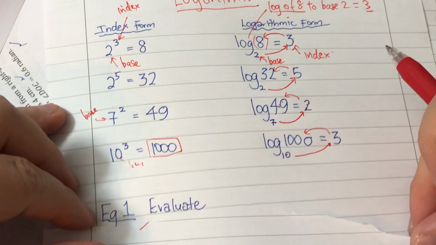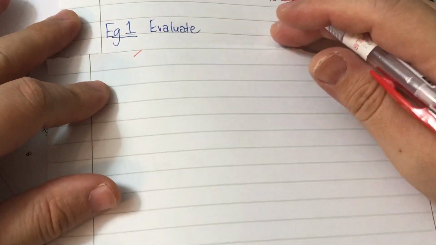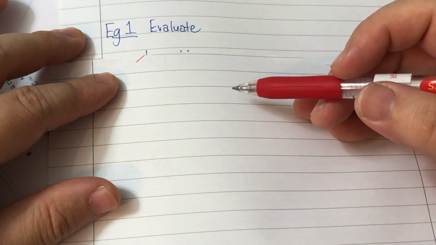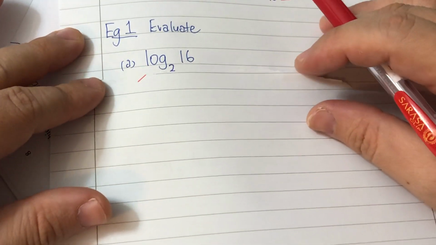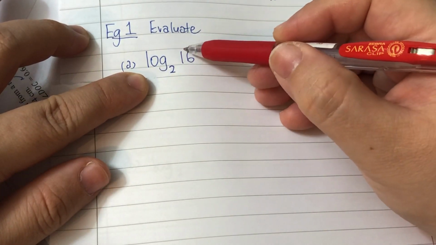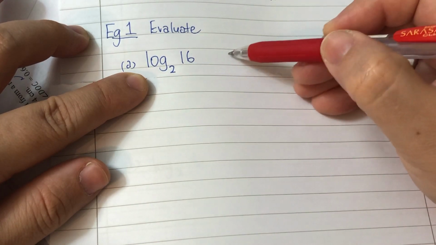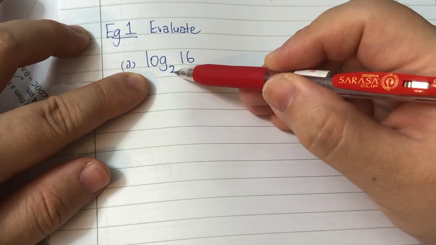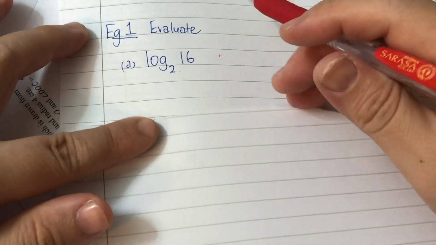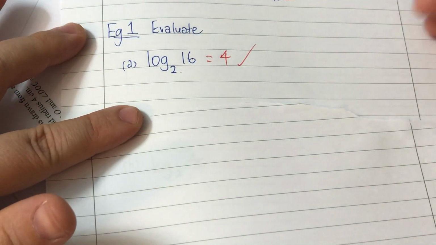Now let's move on to some more reinforcement. If I ask you to evaluate, they won't ask you to do that directly, but it will be part of your working in a certain question. You will know what I mean when we come to that. So let's say I ask you to evaluate this. We know log of a number to a certain base is actually asking you what is the power, or what's the index. So 2 to the power of what is equals to 16? The answer is 4, finish.